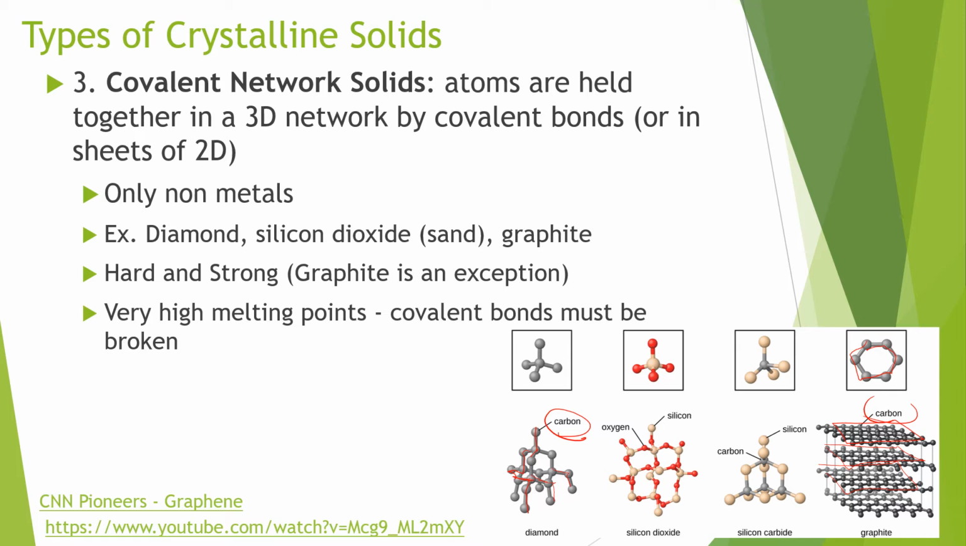Silicon dioxide, sand, is another example of a covalent network solid. They are going to have extremely high melting points because you have to overcome covalent bonds in order to melt or boil them. So we'll see that a little bit more later this unit when we talk more about intermolecular forces and how that relates to boiling point.